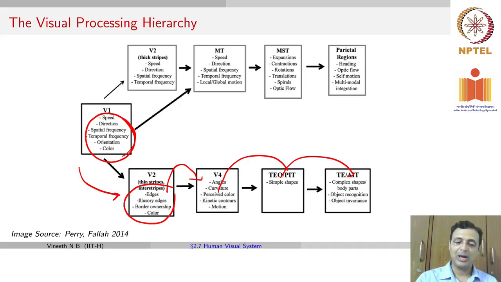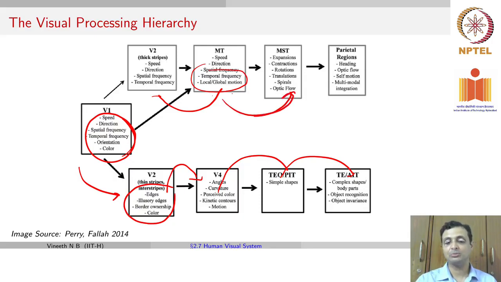In the where pathway, you go from V1 to V2 to MT, which detects things like spatial frequency, temporal frequency, local and global motion, so on and so forth. MST gets even higher levels of abstraction in terms of movements such as contractions, rotations, translation, optical flow, so on and so forth. And finally, you have a multimodal integration and a better understanding of the where pathway and the parietal regions.